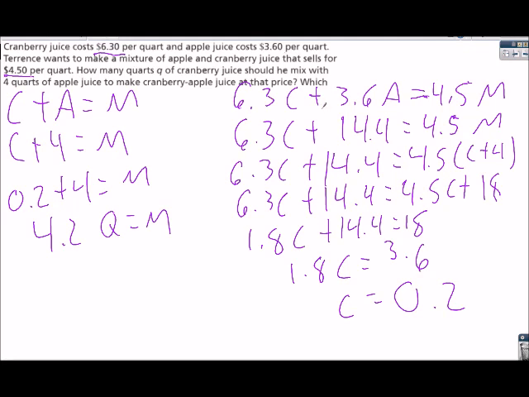I know this is hard, but the whole technique is to make 2 equations, get one letter by itself, put them together, and then solve.